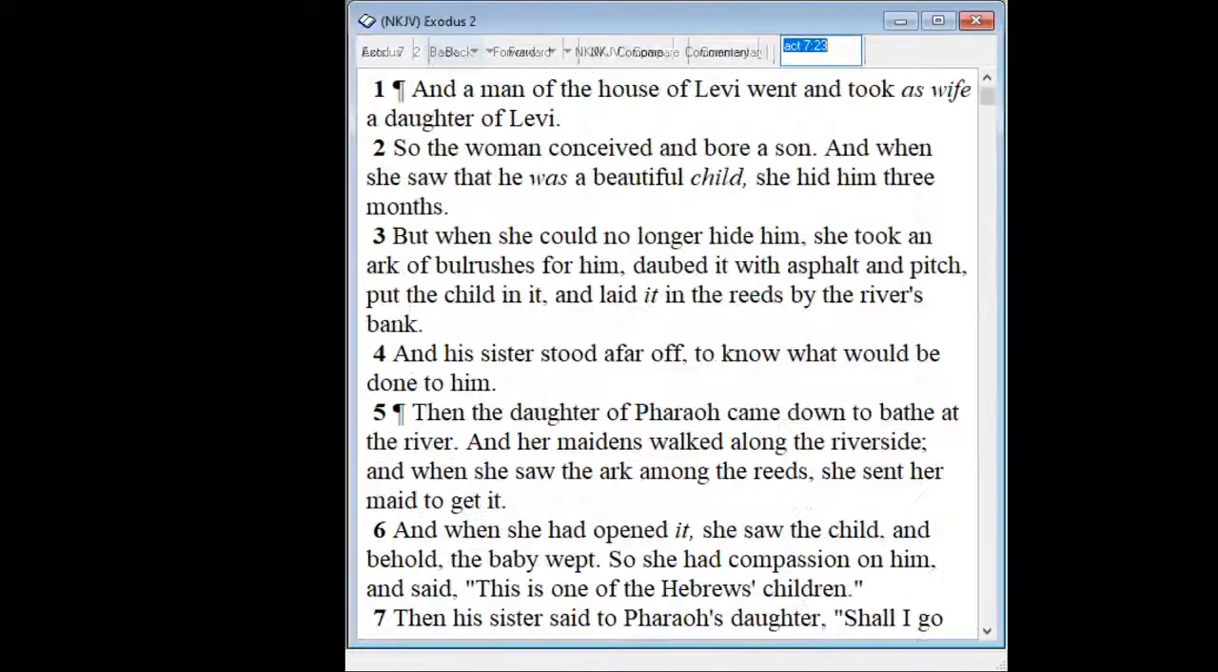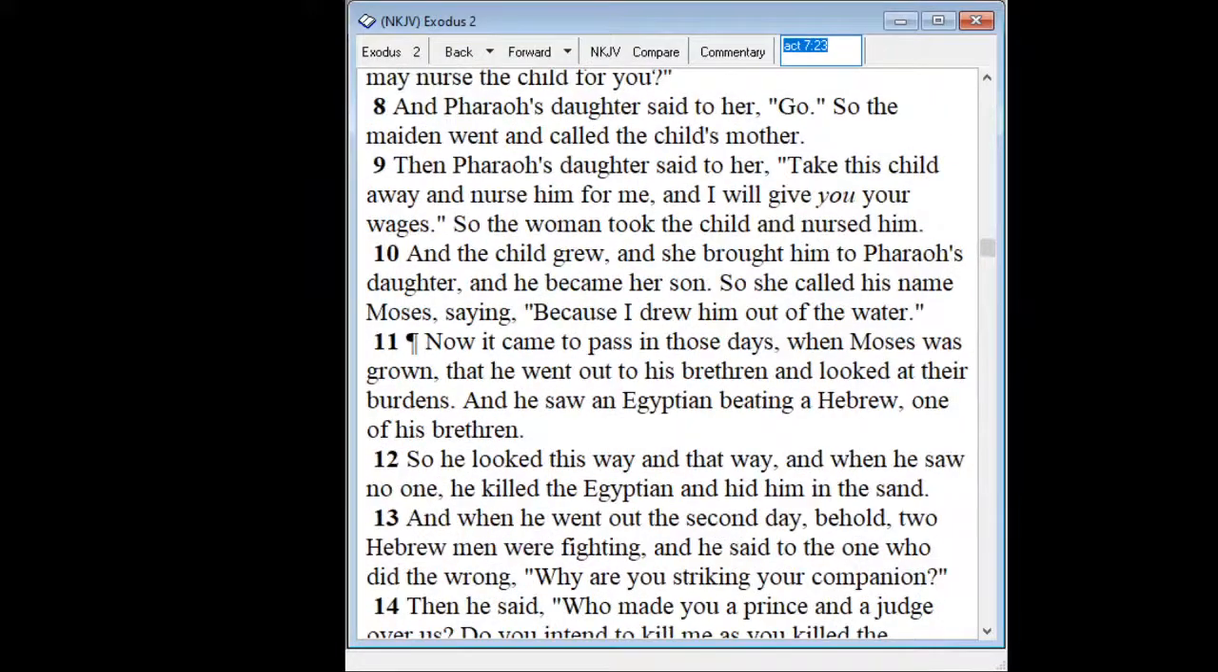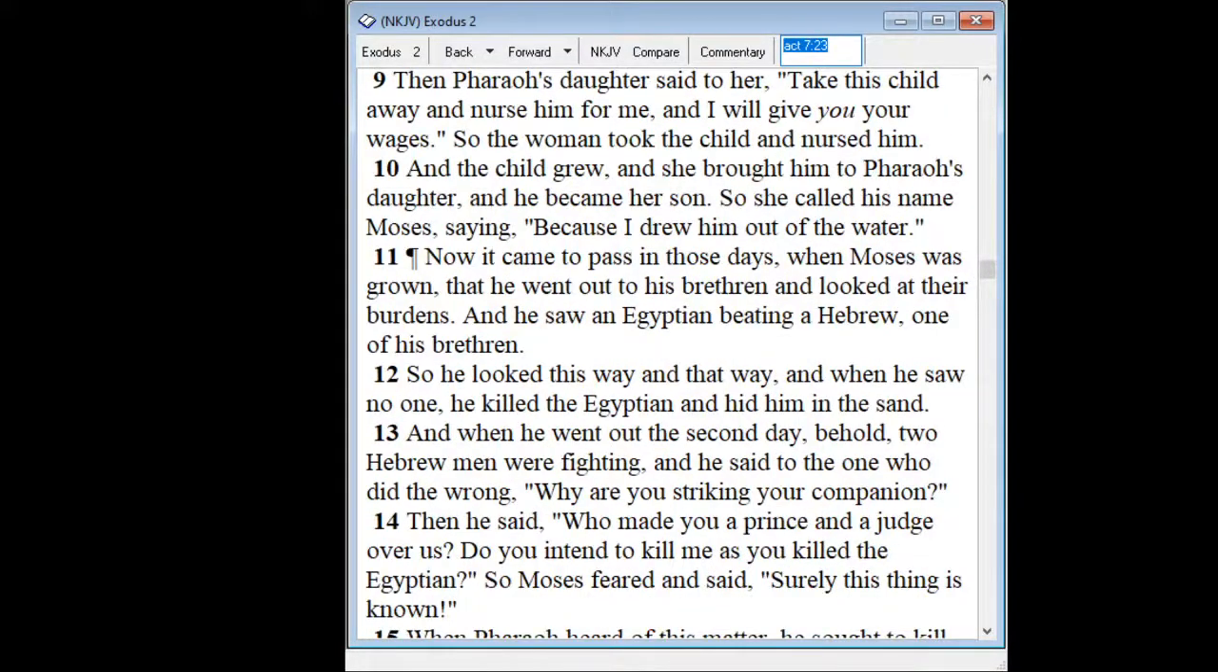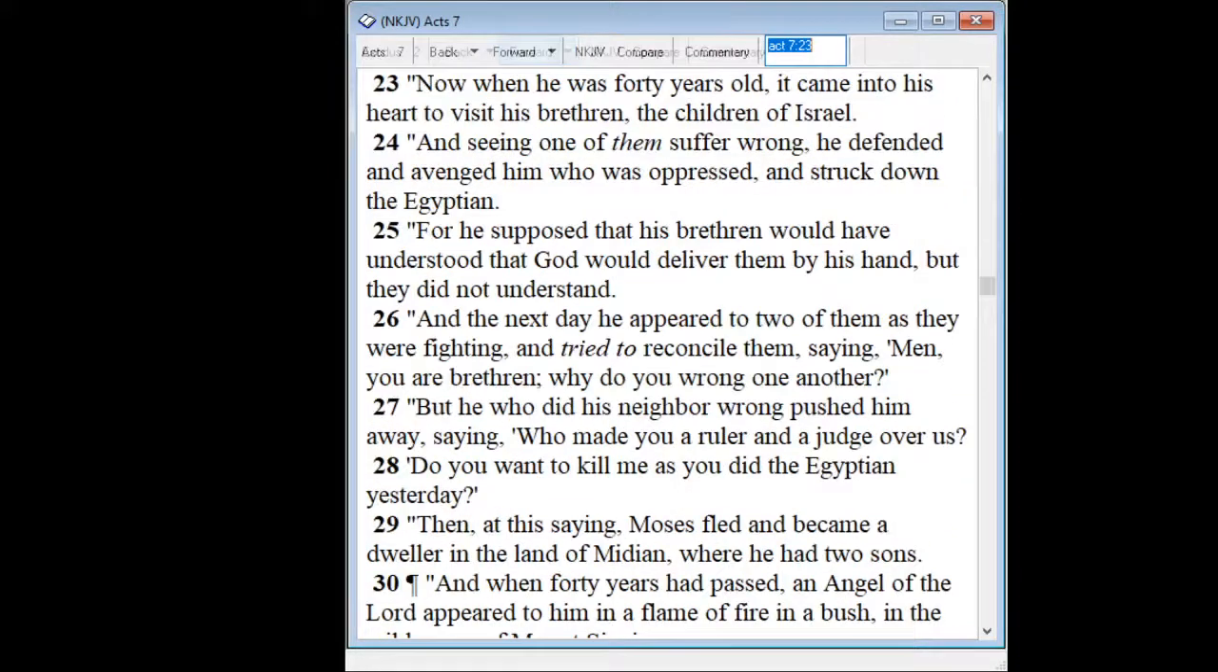I tell you what, let's jump back to Exodus chapter 2 and grab this and see what's happening in verse 11 when it says that Moses was grown and he saw an Egyptian beating a Hebrew, and when he saw no one, he killed him. It doesn't really tell us why he killed him there, but of course this answer in Acts 7 does. First of all, he says that when he saw this, he saw that it was wrong, and so he struck the Egyptian.